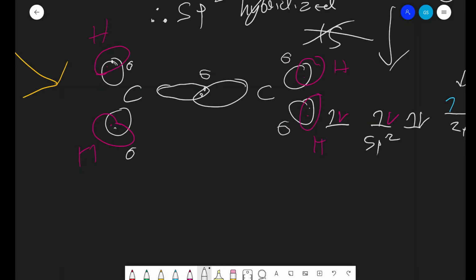Now we draw in the p orbitals. P orbitals look like this, the little dumbbells. And so you may be wondering, okay, how are these two overlapping? Well, there is a little interaction going on here. I'm not the best artist, but this would be a pi bond.